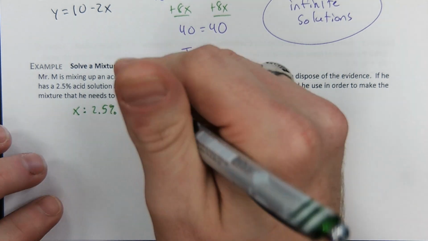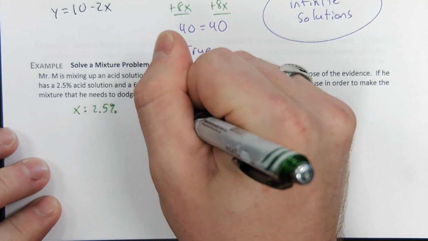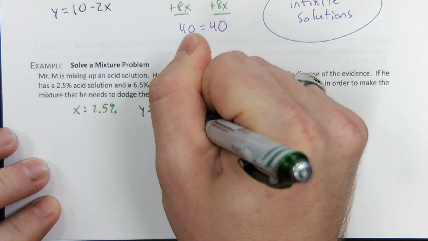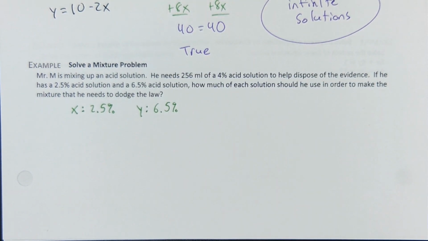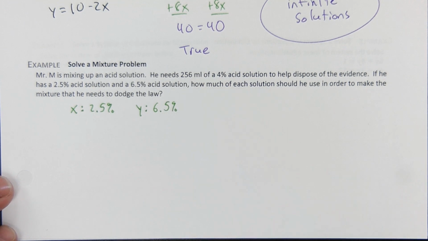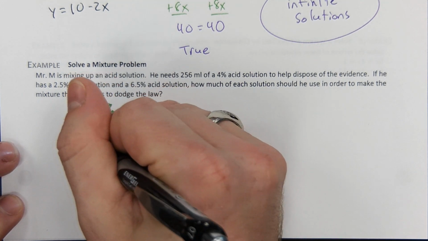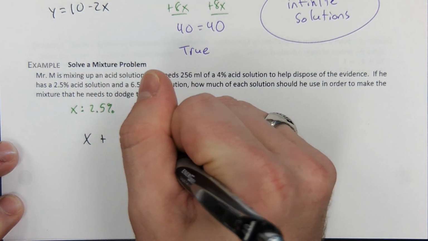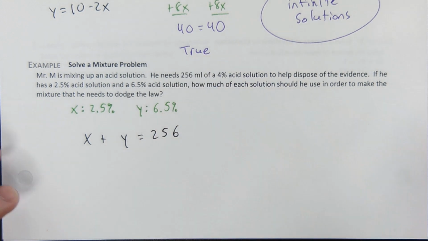And I'll let y be the 6.5% solution. What do we know? We know that I'm going to take an unknown amount of x, I'm going to mix it with an unknown amount of y, and once I'm finished mixing, I'll have exactly 256 milliliters. First equation's easy. There it is.